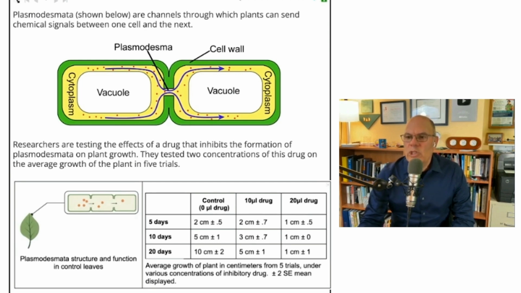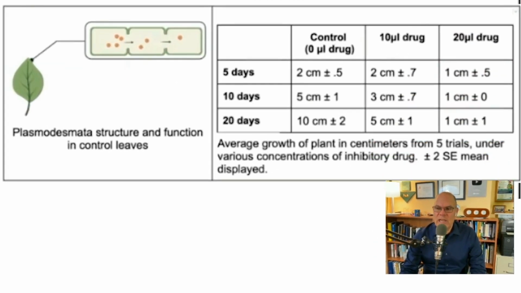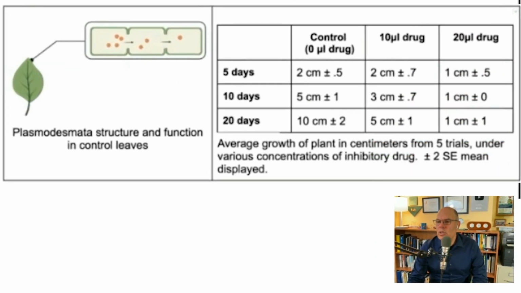Here's a table that's showing what happens after 5 days, 10 days, and 20 days. Which of the following is the best explanation for the effect of the drug? I'm going to explain what's going on in the table. At 5 days, in the control group, which didn't get any of the drug, there was 2 centimeters plus or minus 0.5 of growth. In the group that had 10 microliters of the drug, there was also 2 centimeters plus or minus 0.7. And with 20 microliters of the drug, it was 1 centimeter plus or minus 0.5.